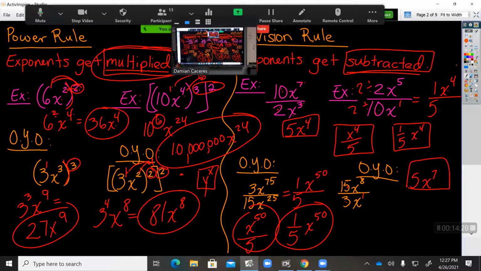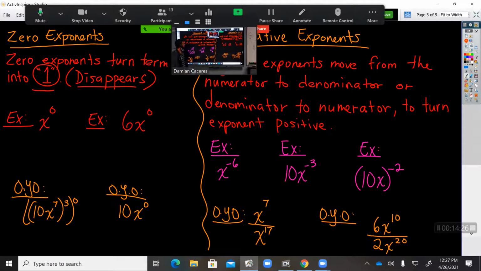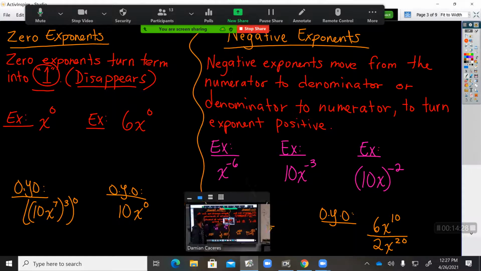Any questions so far? All right, let's move over now to zero exponents and negative exponents.